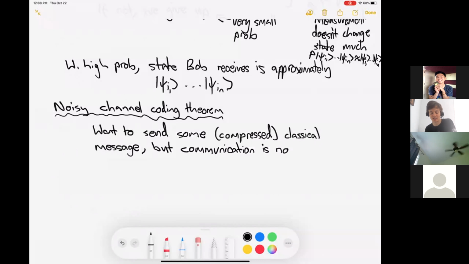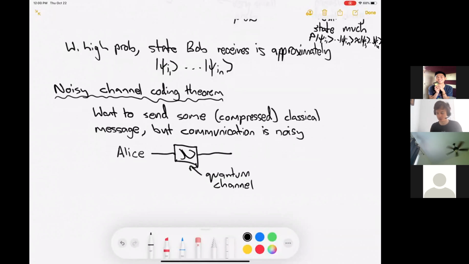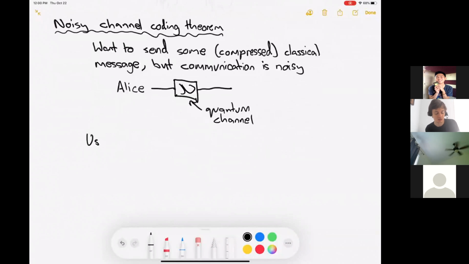Okay, so there's a classical version of this, which is one of Shannon's original contributions, very, very famous. We're going to think about the quantum version of this. So what's going to happen is that Alice is going to input some state into a quantum channel N, which may be noisy. And then Bob's going to receive some noisy version of the original state, and they're going to try and use that to send a classical message.